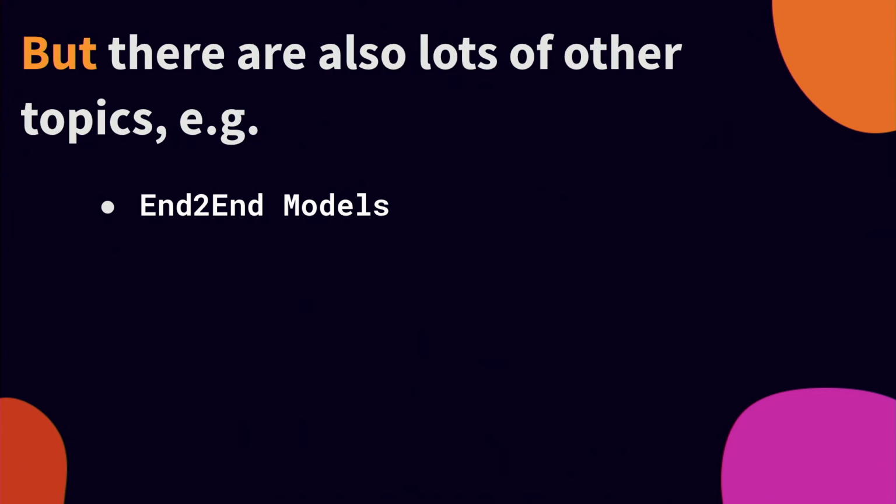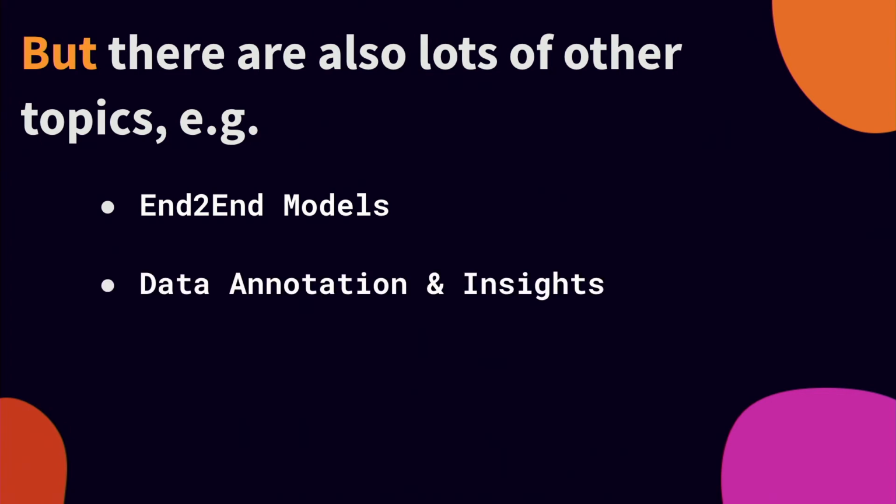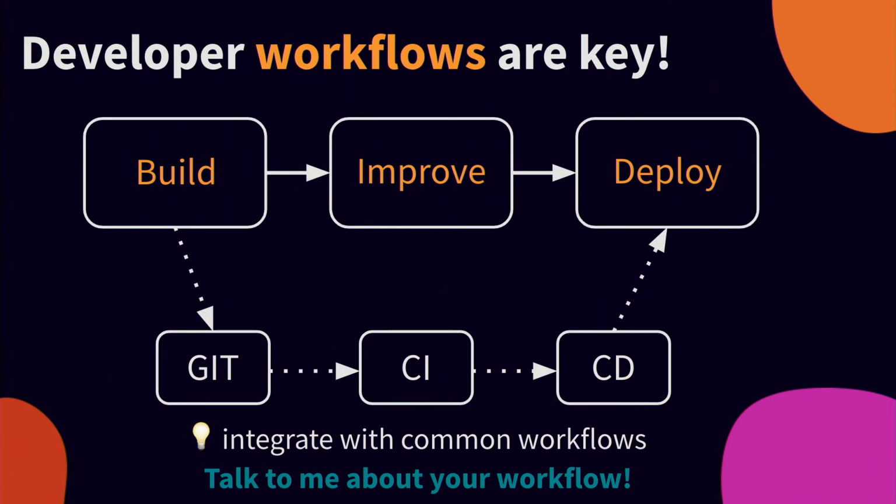There's also lots of other topics we're looking into. So end-to-end models is a large research topic. Data annotation and insight generation in general. So which conversations should you add to the training data? Which conversations are going well, are not going well? And definitely ease of use. So what do you need to configure in NLU and in Rasa in general? And what happens automatically? So lots of different topics we want to look into, but I want you to focus on that one for today.